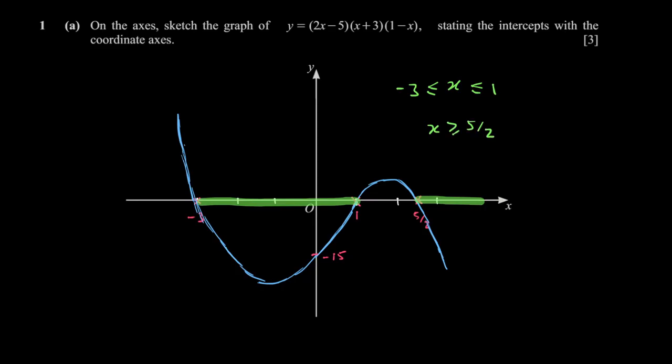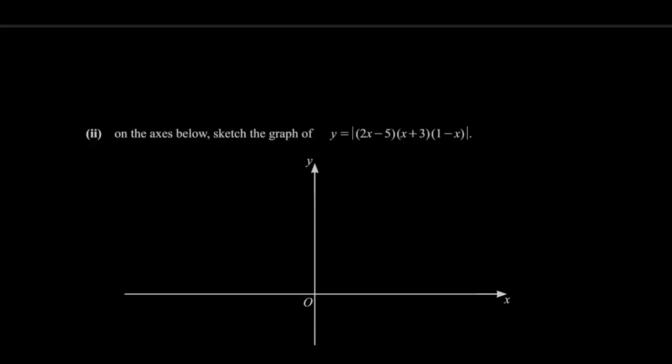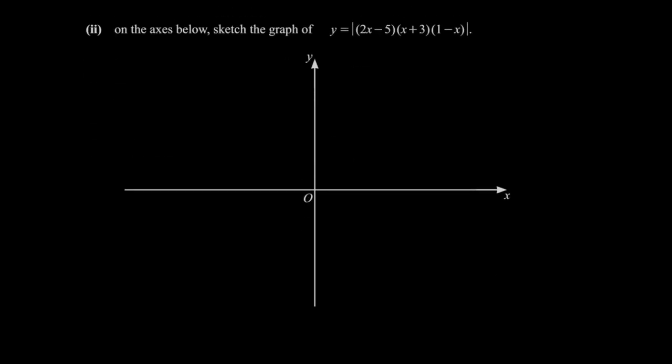Okay, so those two inequalities will define this part of the graph here and this part of the graph here. All right, next part. Is there any other part here? Yeah, part 2. On the axis below, we want to sketch the graph of the modulus of this function.